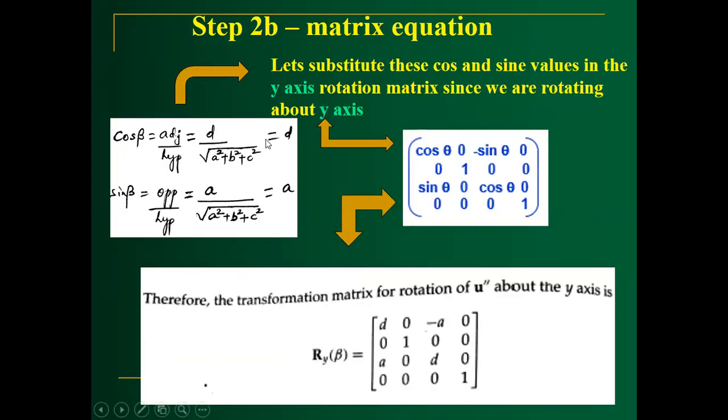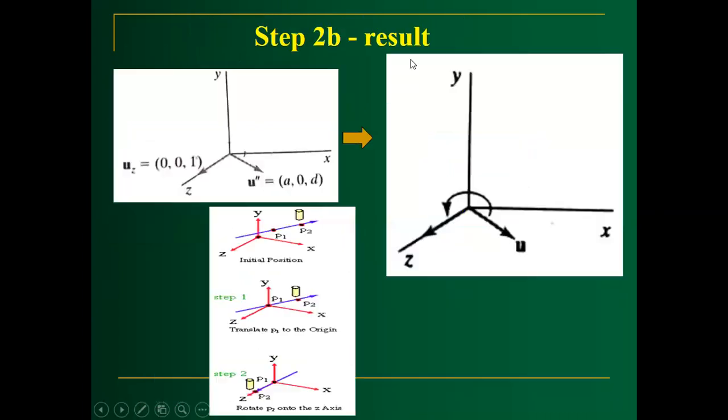Now we got cos beta, sin beta, dA from this. So substitute in y-axis. Why? Because step 2b talks about y-axis. Now the y-axis matrix is this, and substitute wherever you have cos beta, sin beta. So we got this equation. What is common sense? Common sense is something like this. This u has now been rotated to the z-axis.